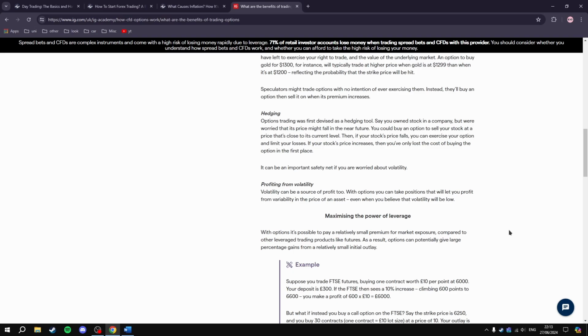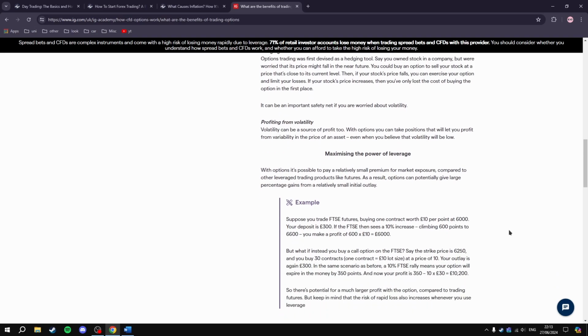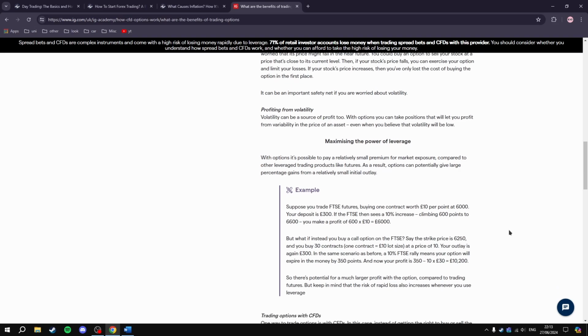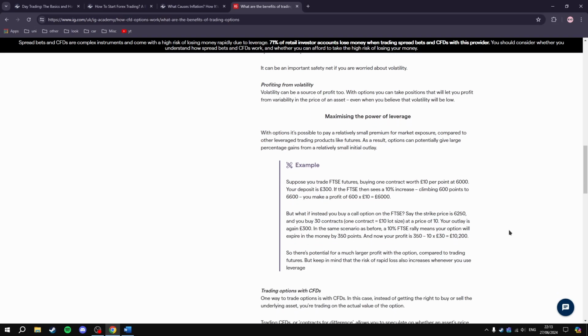And we've got hedging. Options trading was first devised as a hedging tool. Say you own stock in a company but were worried that its price might fall in the near future, you could buy an option to sell stock at a price that's close to its current level. Then if the stock level does fall, you can exercise your option and limit your losses. If the stock's price increases, then you've only lost the cost of buying the option in the first place. So it can be a safety net if you're worried about volatility.